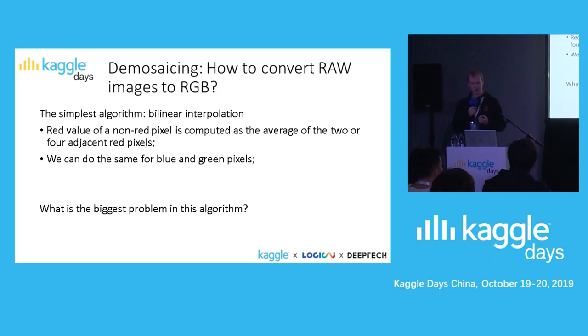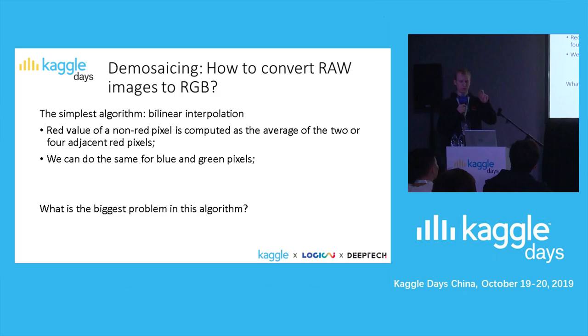And somehow it works. But there is not one problem. There are many problems in the algorithm. But there is the biggest one. And what is this? The biggest problem here is that all colors are processed independently. So the algorithm cannot capture some information. For example, when we're computing the value of a red pixel, the algorithm doesn't see the nearest green pixels or blue pixels. And this is the biggest downside.